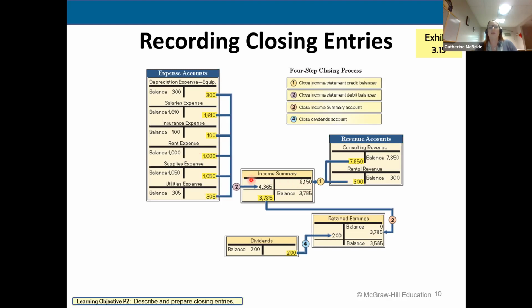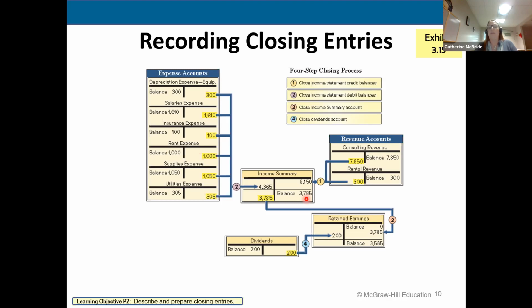Now, the reason we use this income summary account is because it's a good check figure. If $8,150 is my revenue and $4,365 is my expenses, and my balance is $3,785, what is this number a check figure with? This is my revenue minus my expenses. Where else am I going to see the number 3,785? At the bottom of my income statement. That's going to be my net income.